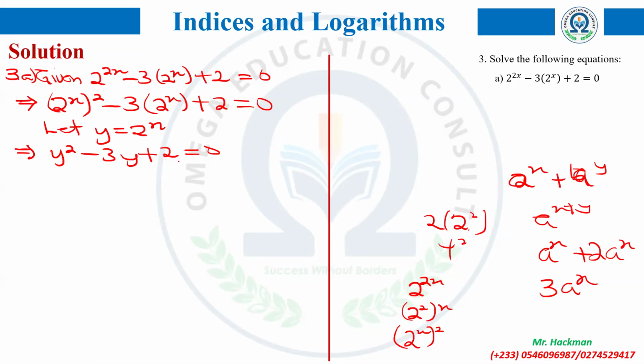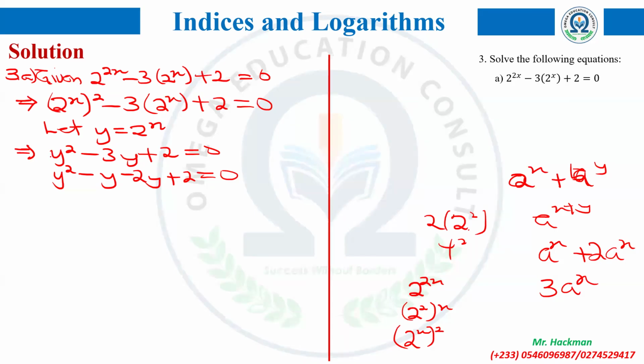So the constant here is 2. Factors of positive 2, which when you multiply, you get positive 2, and when you add, you get negative 3, will be negative 2 and negative 1. Am I right? Yes. So I will split this one using the factor pair. So y squared minus y, then minus 2y, or someone can write minus 2y, the same, then plus 2 is equal to 0.